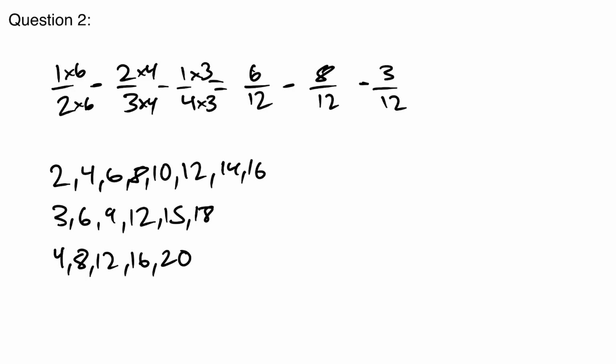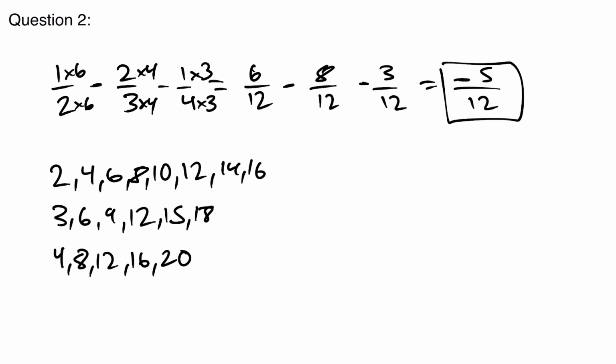So now we have a common denominator for each fraction, which is 12. We can simply subtract the numerators. 6 minus 8 is going to be equal to negative 2. Negative 2 minus 3 is going to be equal to negative 5 over 12. So we have a little trick question there.